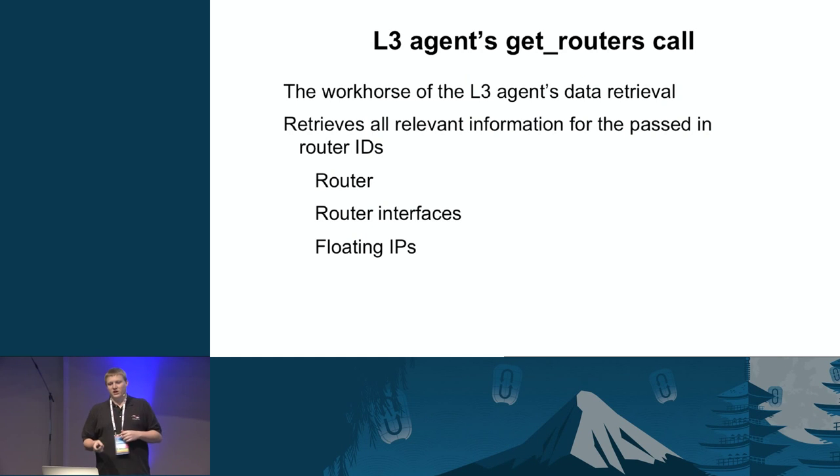So the first one we're looking at is the L3 agent's get routers call. This is the main call the L3 agent uses to retrieve all the information it needs from the Neutron server. This includes router information like extra routes, the gateway interface, the interfaces to its local subnets, floating IPs, and internal interfaces for DVR.